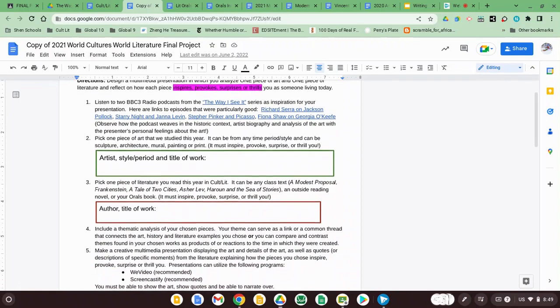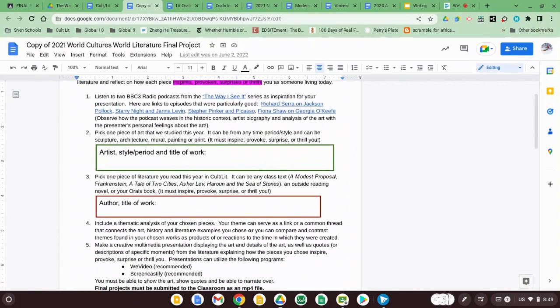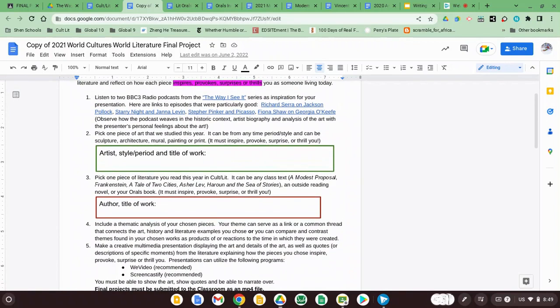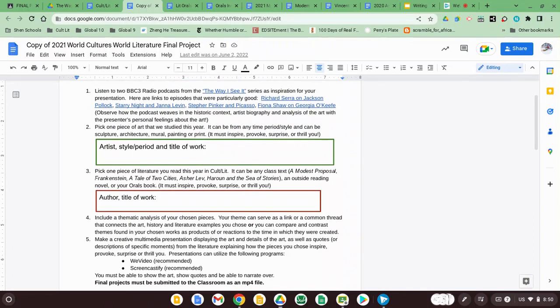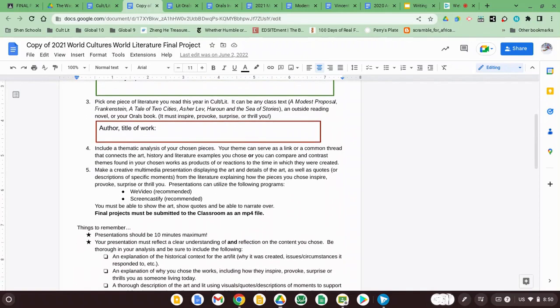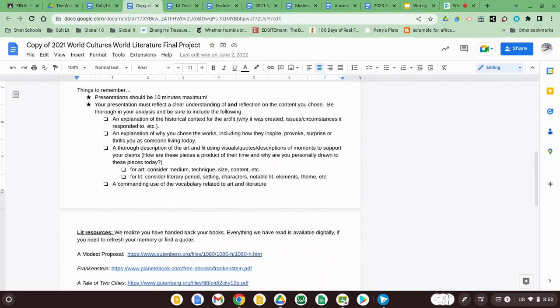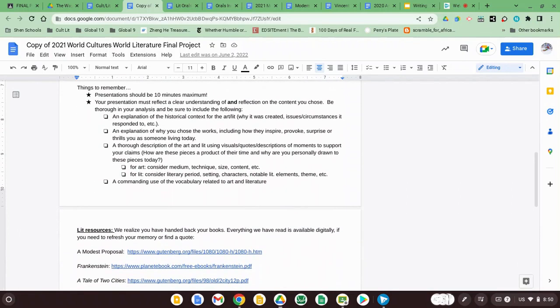So basically, we give them this little organizer. We encourage them to listen to a couple different episodes of the podcast where they have famous people go into the MoMA and analyze a piece of art and say how they see it. They generally talk about the time period in which it was created, and then they set it into a more modern context. These are the things that are really important. It's a 10-minute max presentation.